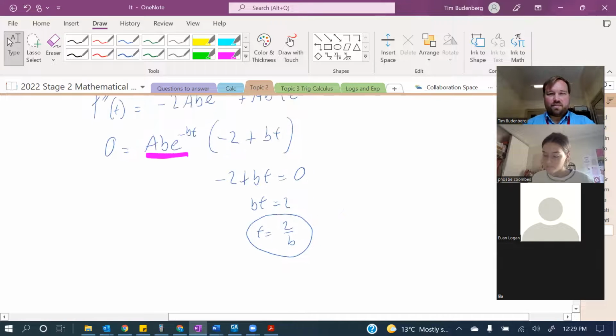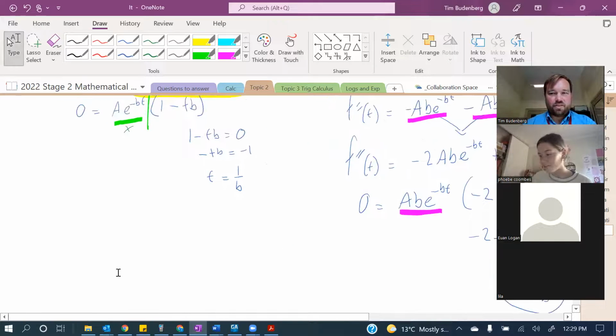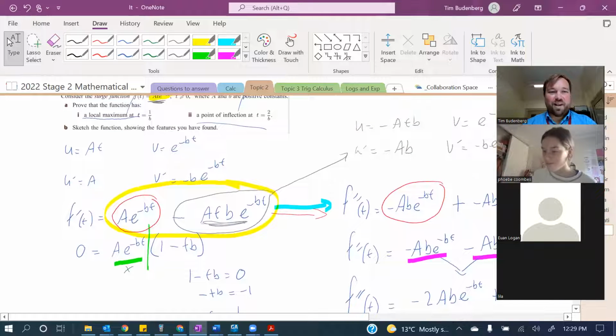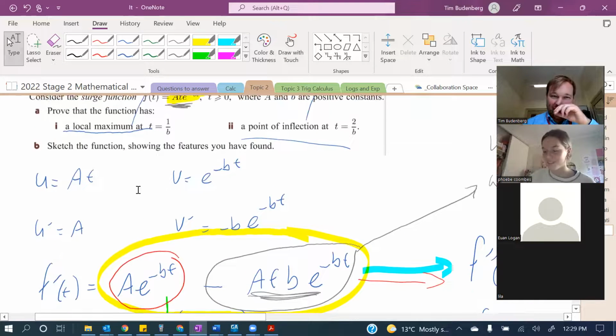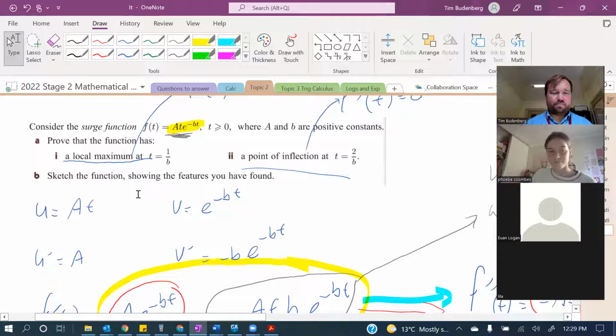Amazing. That's satisfying once you actually get the answer. It is, when it actually comes out, yeah. All right, sketch the function showing the features you've shown.